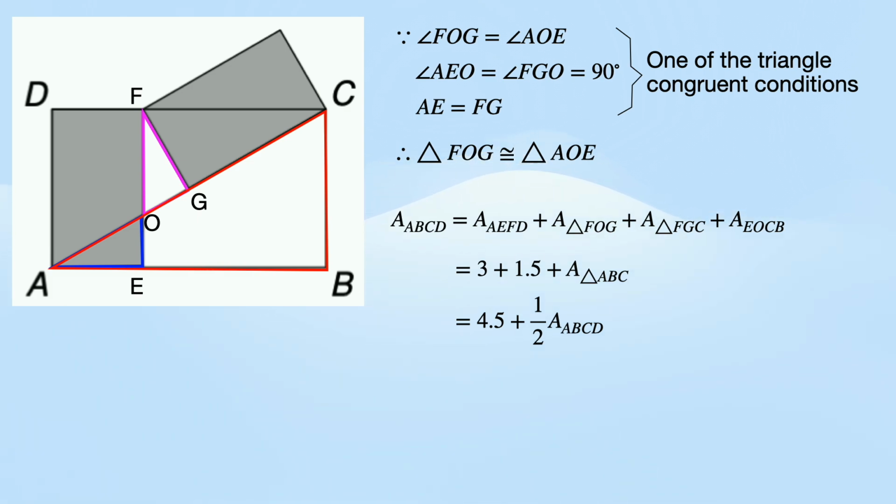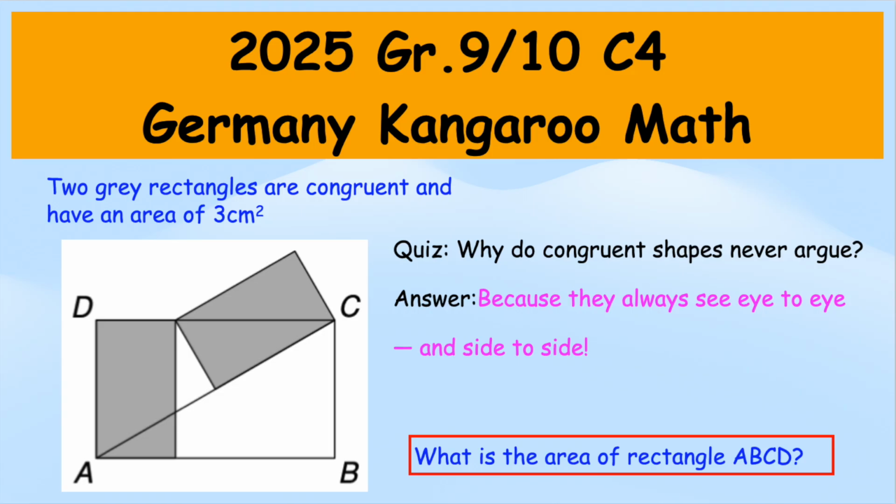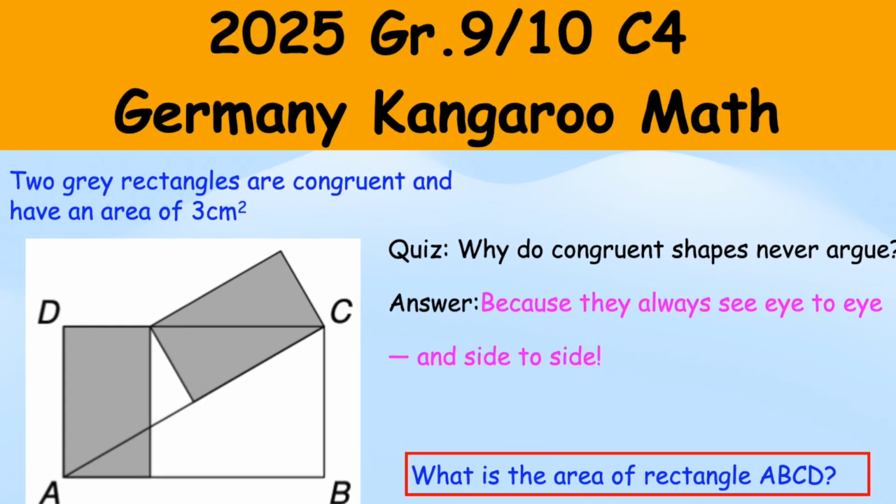So then we know half of the rectangle ABCD's area is 4.5, which means the full area is 9. Therefore, the answer is B.